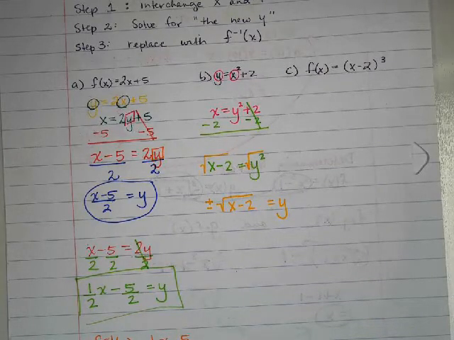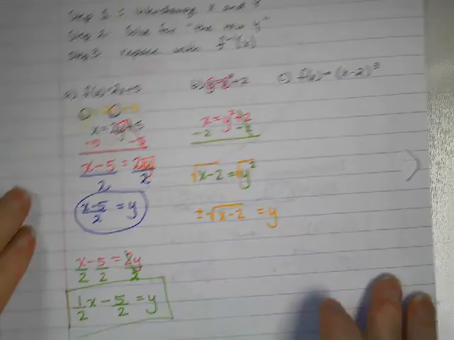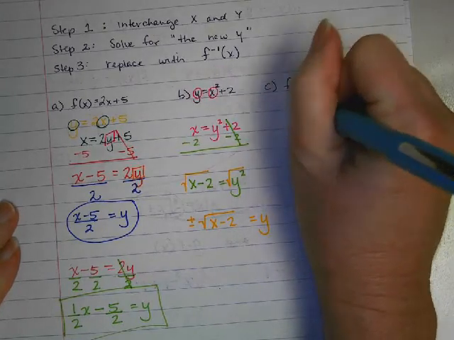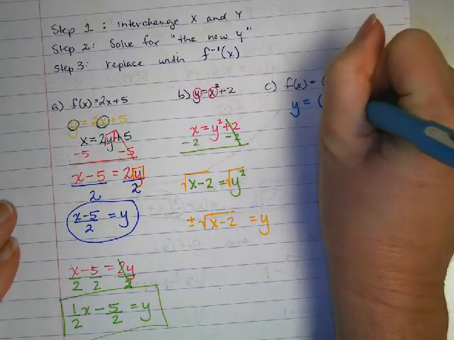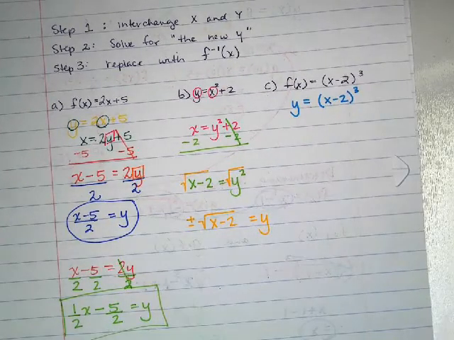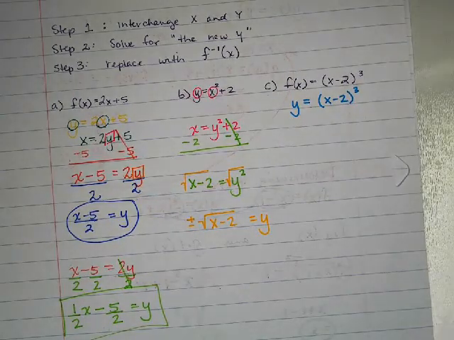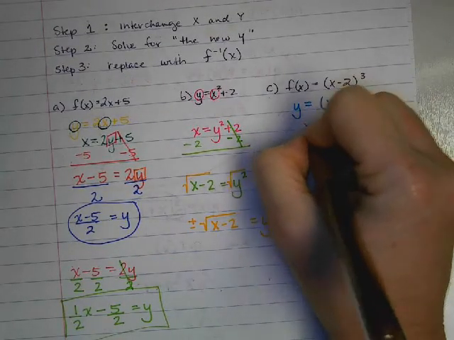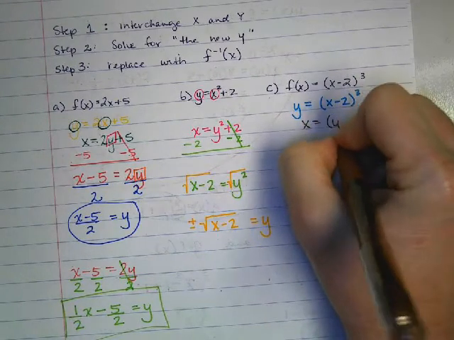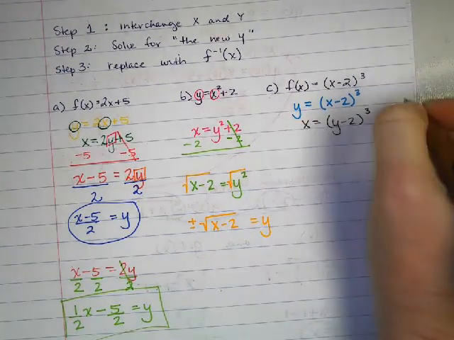All right, so one more on the next one. Remember, we're just going to switch x and y. And so again, this one was written without an x. That's okay. We can just go in and put an x there. It was written without a y. It was written with f of x instead of y. So I'm going to first change that. So y equals x minus 2 cubed. Now, x and y are going to swap places, just the letters themselves. Nothing else moves. So x equals y minus 2 cubed.